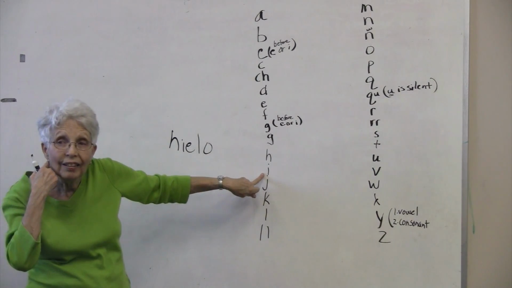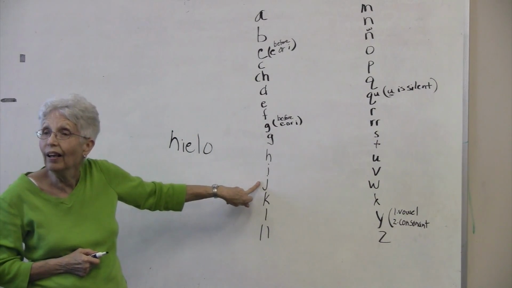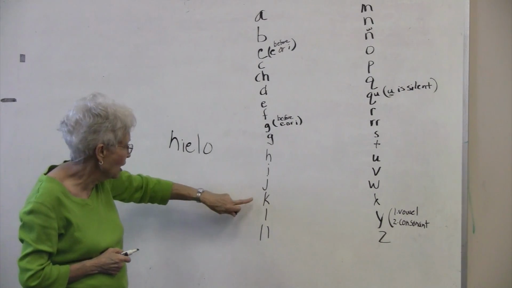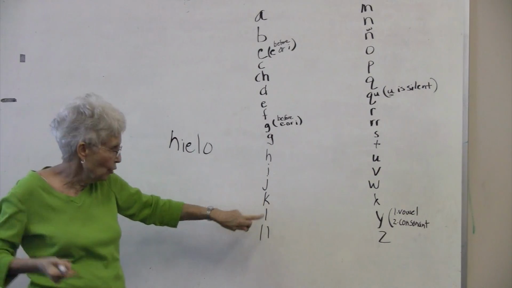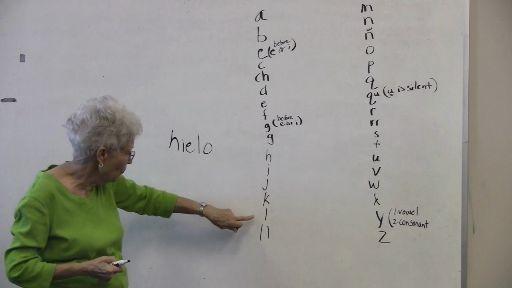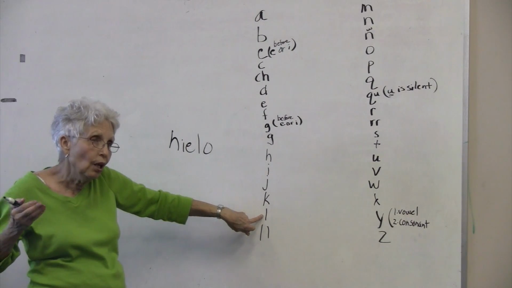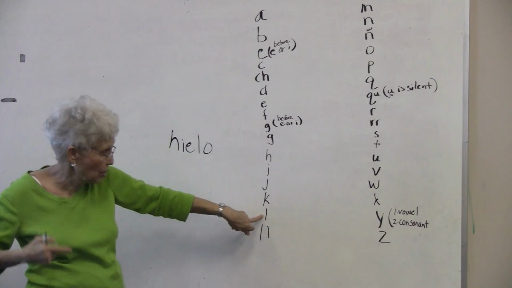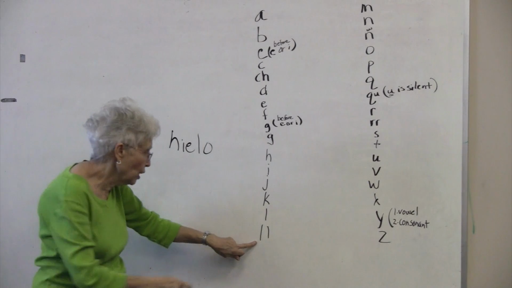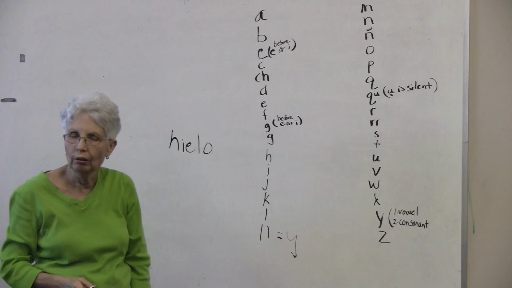I is E. Good. J is just an H sound. K is just like in English. You don't see too many K's in Spanish. L is like it is in English. Hasta luego. Double L, on the other hand, is like a Y, as in yellow.